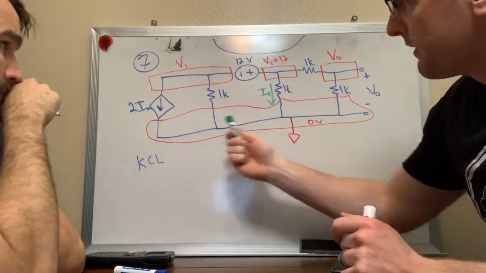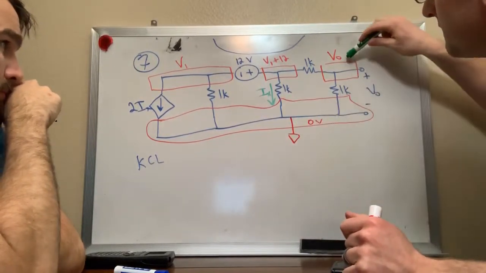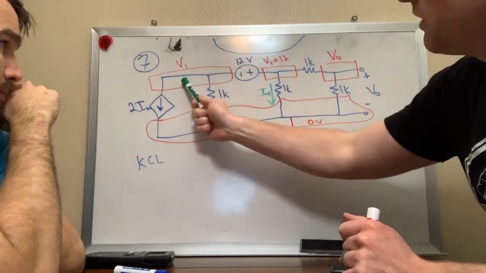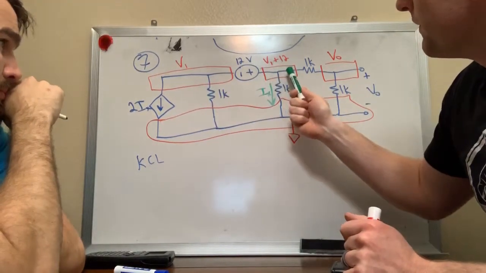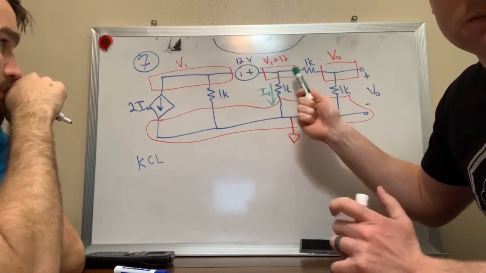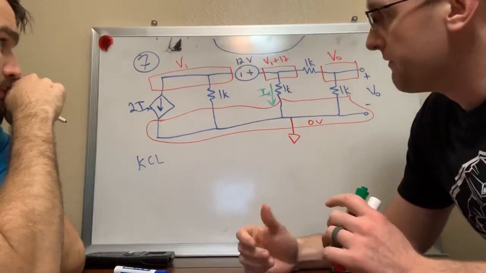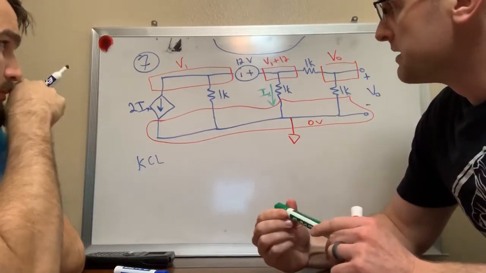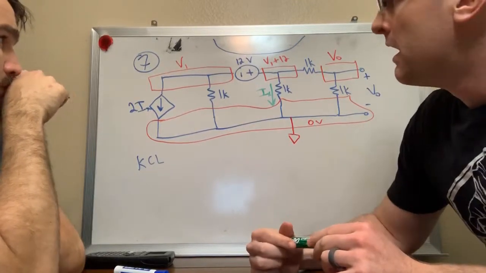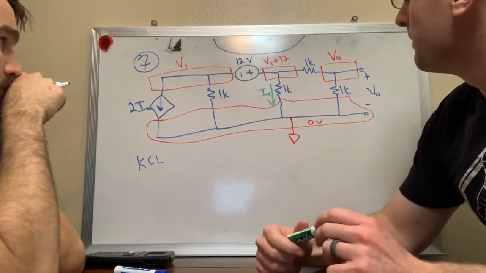Well, if I call this ground, then I know that this node voltage is V out. And if I call this V1, then I know that this node must be V1 plus 12. So instead of calling this V2, I'm just going to call it V1 plus 12. I'm being annoyingly thorough right now because it's these initial steps that trip a lot of people up, okay? So now we have 2 variables.